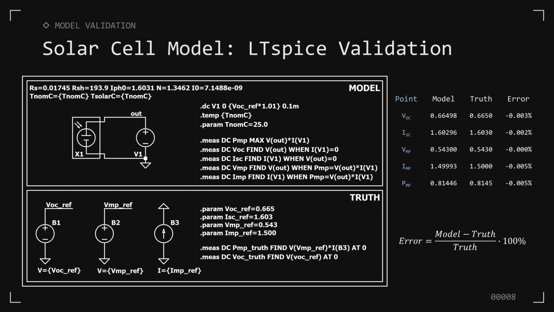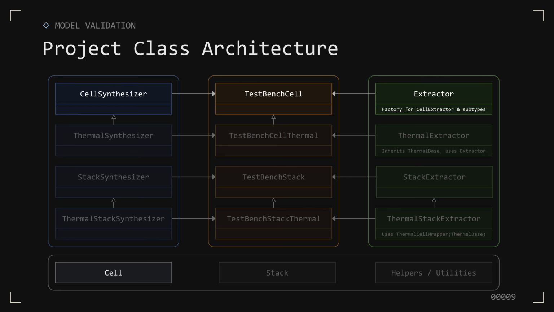So at this point, we've gone from datasheet values to extracted model parameters to a reusable LTspice solar cell block that can be dropped into a larger circuit simulation. This was a large build, but it gives us the core workflow for the rest of the project: extraction, verification, and LTspice implementation. Everything on this diagram is now in place for the cell.